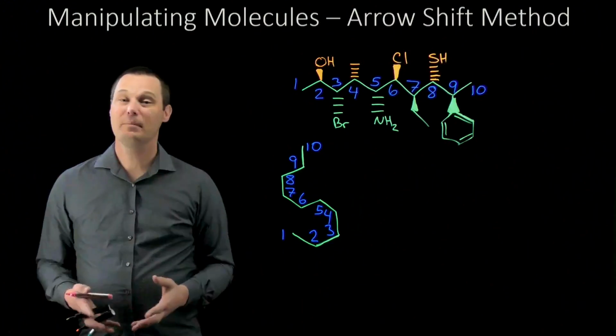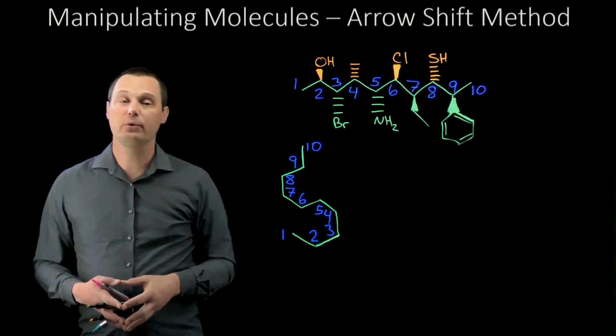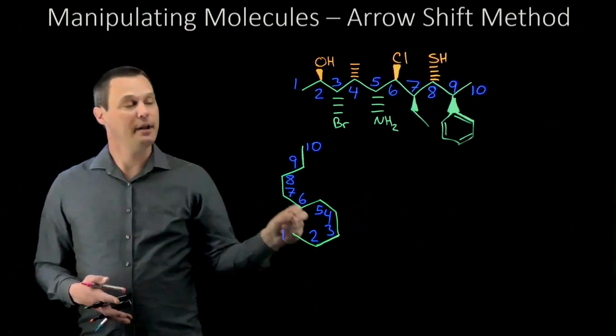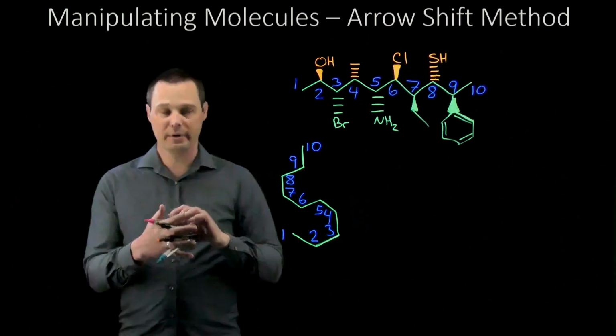If we're only tracking one or two stereocenters, it's not that difficult to use some of the other manipulation methods. But when the molecule is more complicated, or when there are multiple of these three-dimensional carbons to account for, the arrow shift method will help make sure that every carbon gets the right orientation every time. To use the arrow shift method, we treat each carbon like the point of an arrow.